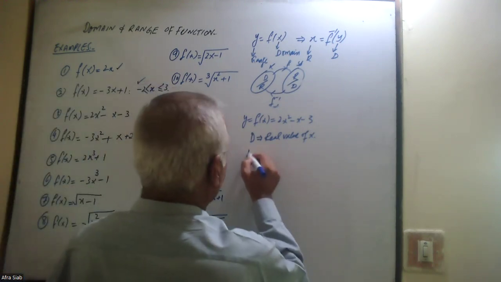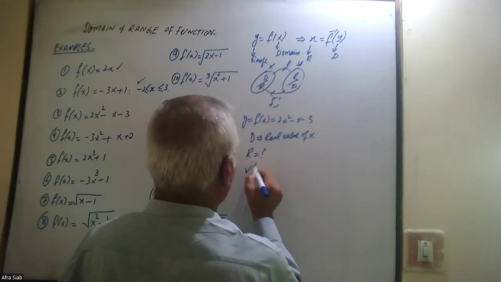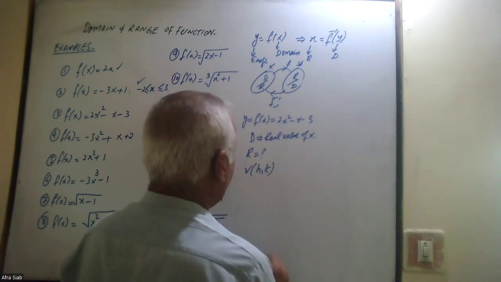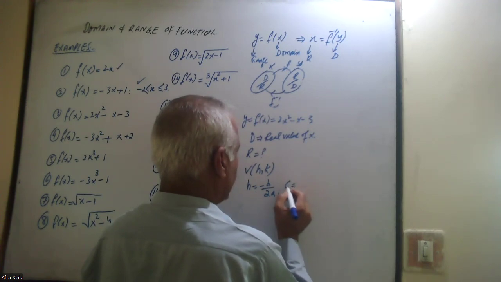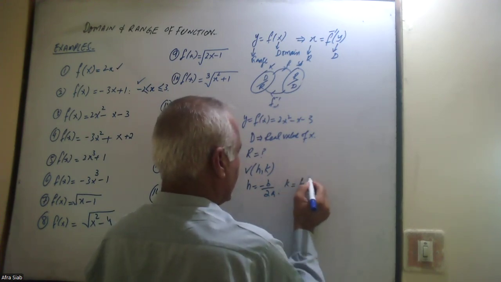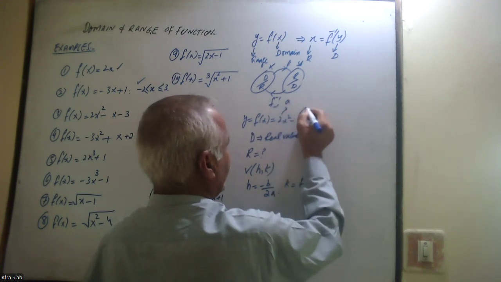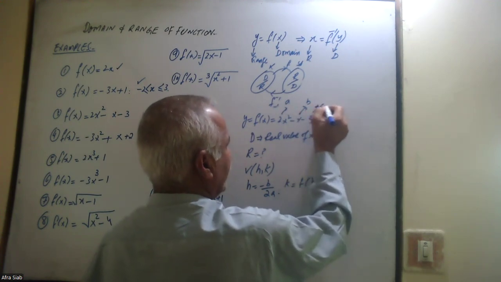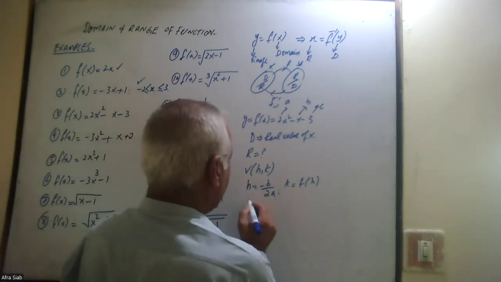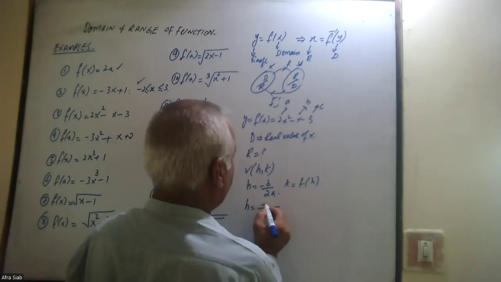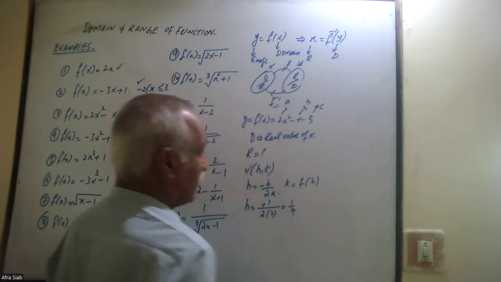And as far as the range is concerned, we know that the vertex will be (h, k), where the h value is equal to minus b over 2a, and the k value is equal to f of h, where this is the value of a, this is the value of b, and this is the value of c. So for the h value, it is minus b, that is plus 1, over 2 into a, where a is 2, so that is equal to 1 by 4.